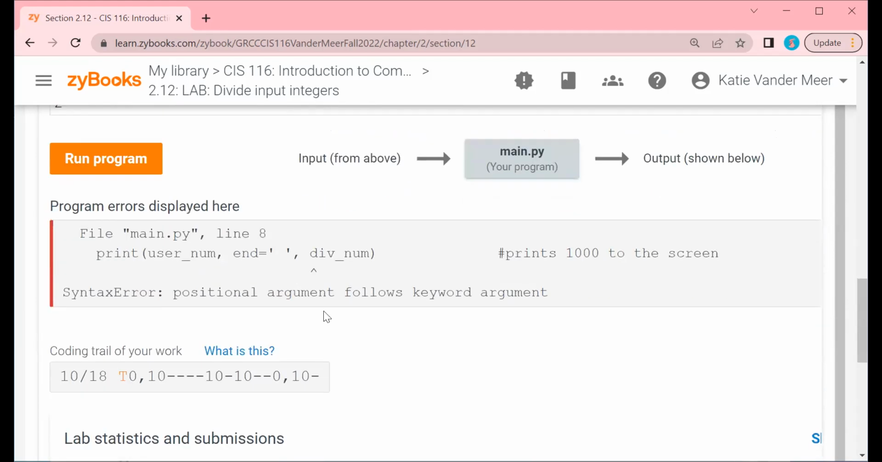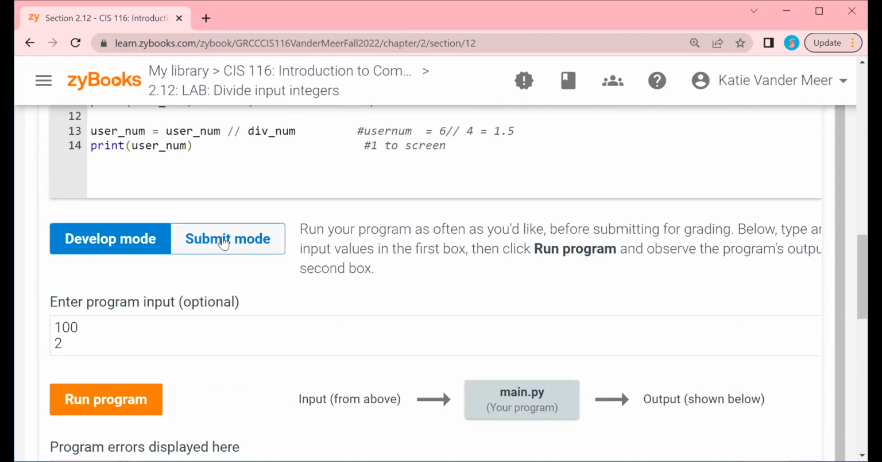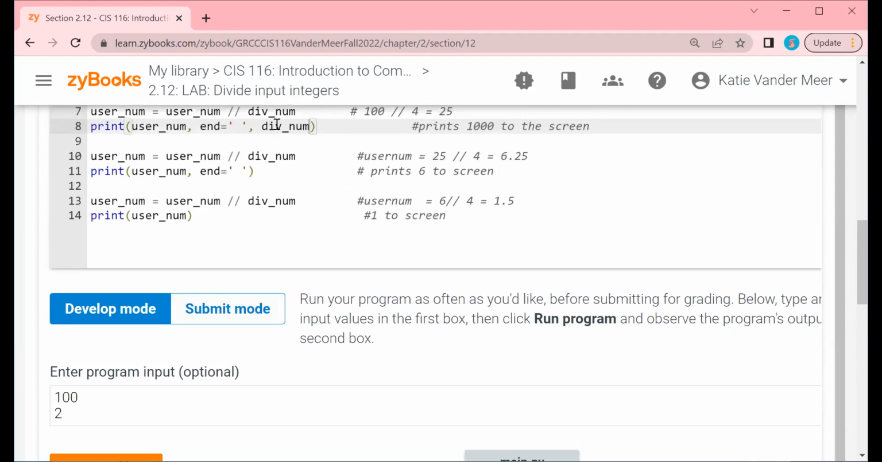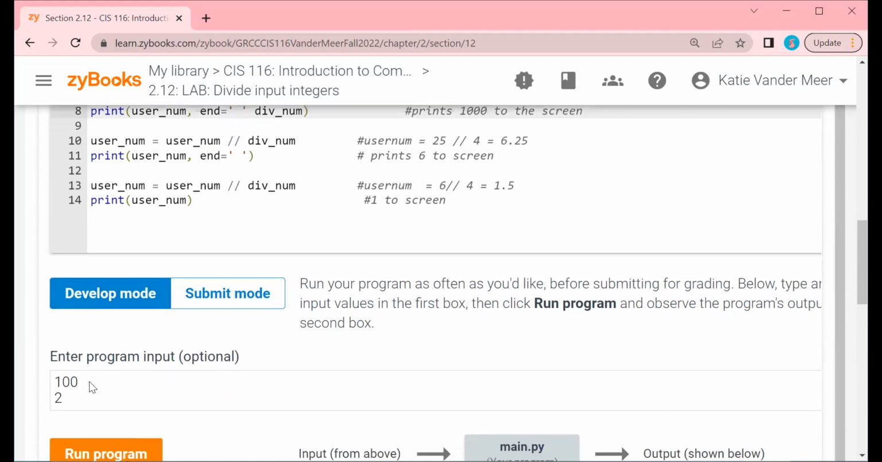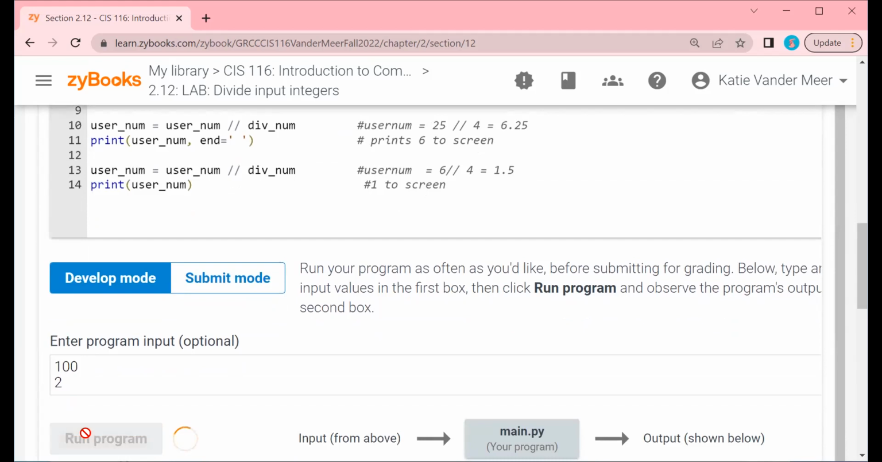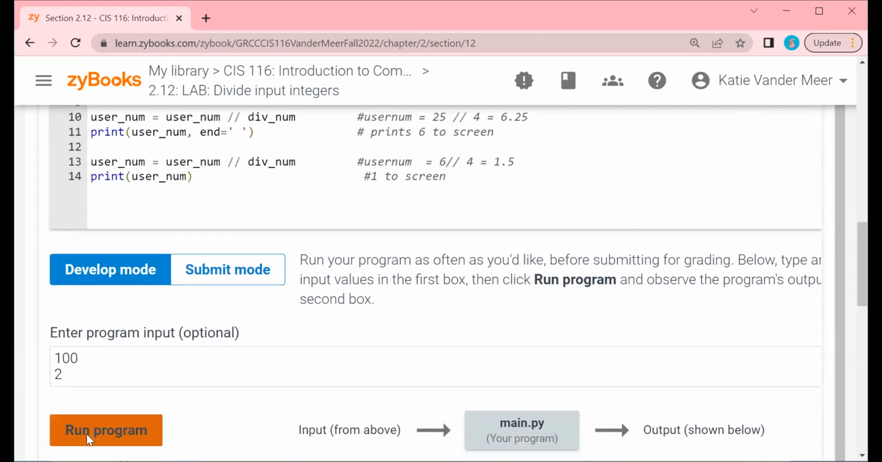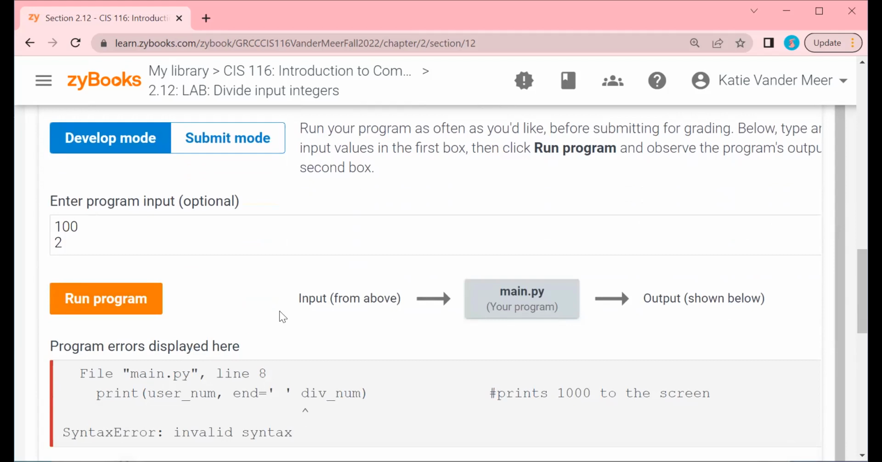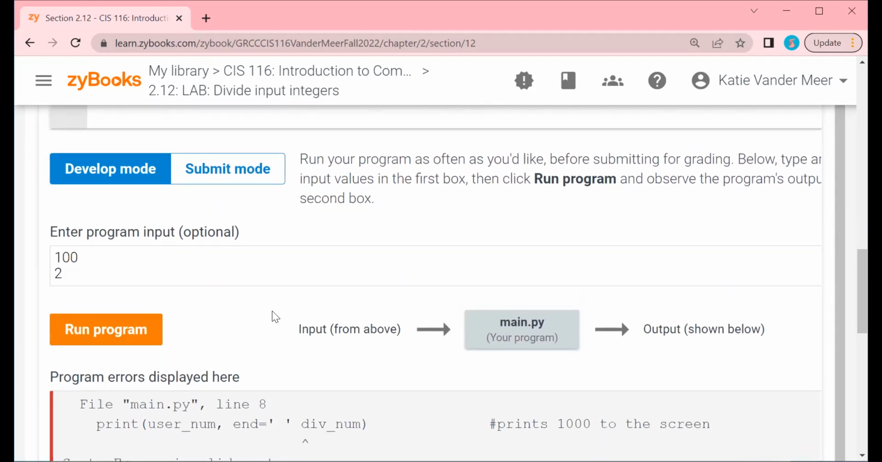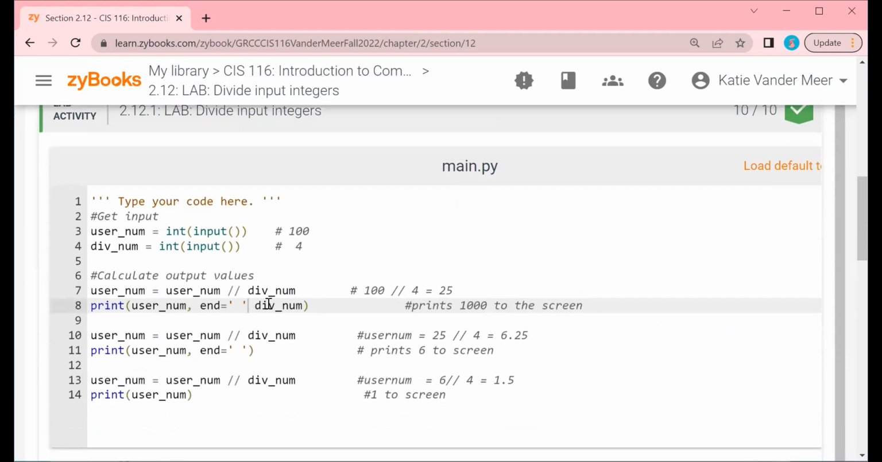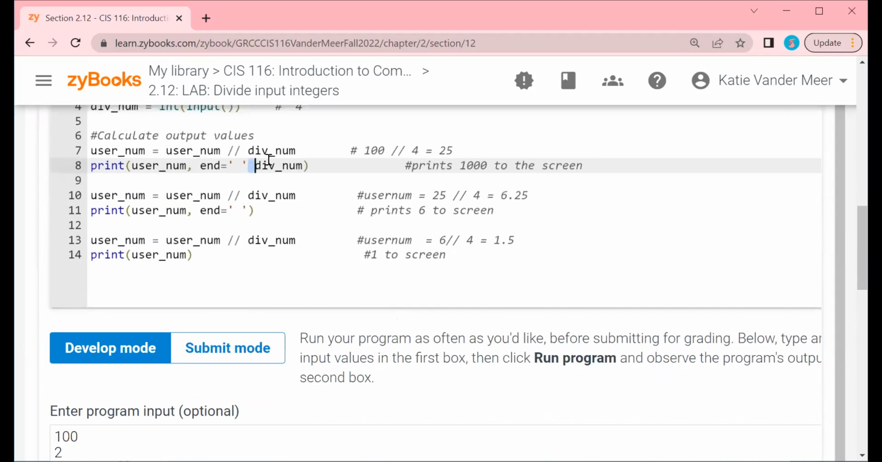Let's see. No, it wouldn't work that way, even without the comma. But there is a way to insert spaces between them. I just have to look at some sample output. My brain's not working right now. But it doesn't work that way, not with the end, but it does work other ways.